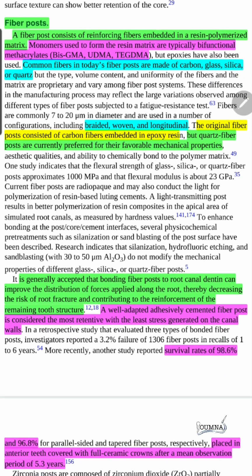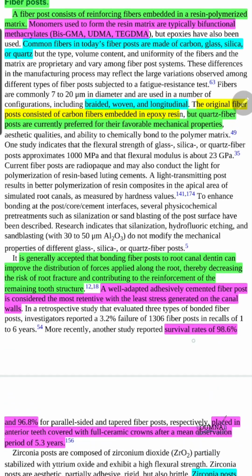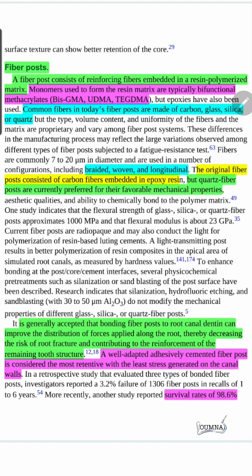The fiber post is cemented with dual cure cement and its survival rate reaches 98%. It is considered the most retentive with the least stress generated on the canal walls. It improves the distribution of forces applied along the root and decreases the risk of root fracture due to the elasticity that the fiber posts have.